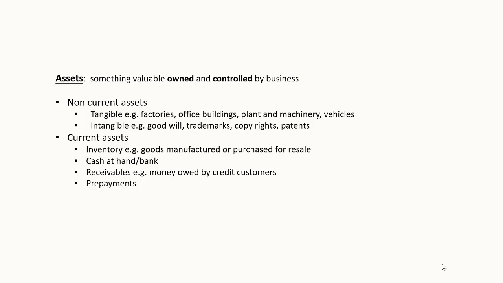Prepayments. Prepayments are payments in advance. It means the expense hasn't been incurred, but you paid in advance. For example, rent prepayment. You haven't lived in a property yet, but you paid in advance. That's a prepayment.